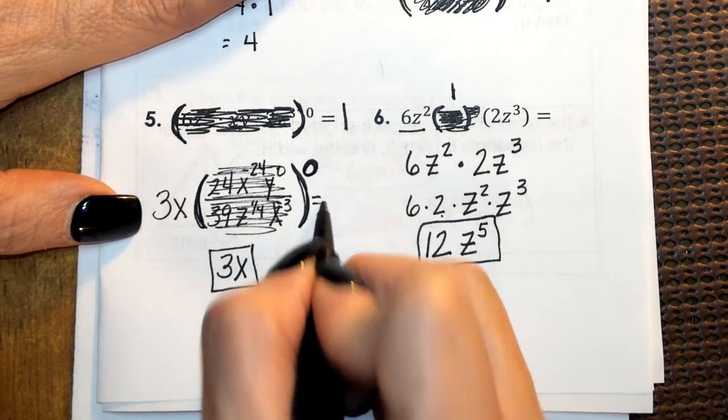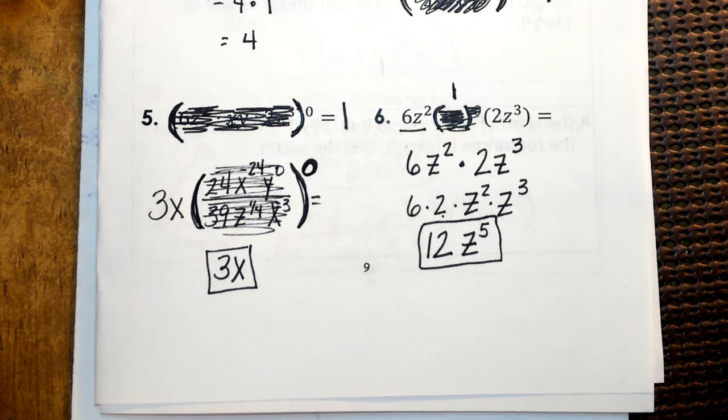Okay, and that's the 0 rule. Super easy, isn't it?